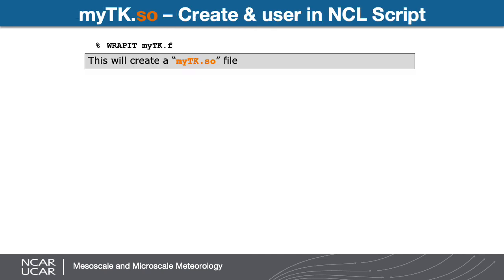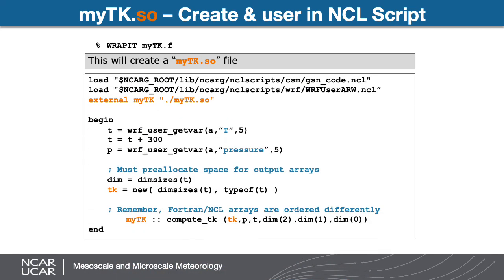And then next, you want to run wrapit on your Fortran code, and it creates a .so file. And then you will load it up where your libraries are loaded, before your begin statement, with external mytk, and in quotes, your .so file. So here we just have your NCL script. You're going to read in WRF user getvar of t, and you're going to read in pressure, and then we're going to pre-allocate space for your output arrays in your NCL code. So that's what we're doing with this tk equals new, and it's going to be the dim sizes of temperature and the same type variable as temperature.